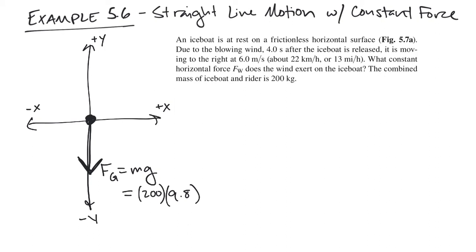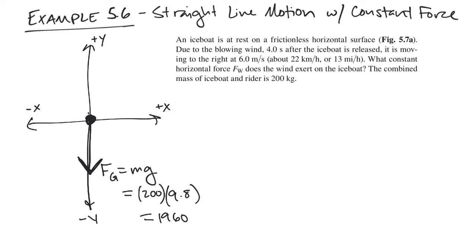Times 9.8 is what we'll be using for g. Okay, so we've got the force of gravity. We know the mass, so we can calculate that if we want to. Actually, let's go ahead and do that. That's like 1,960. Yeah, something like that.